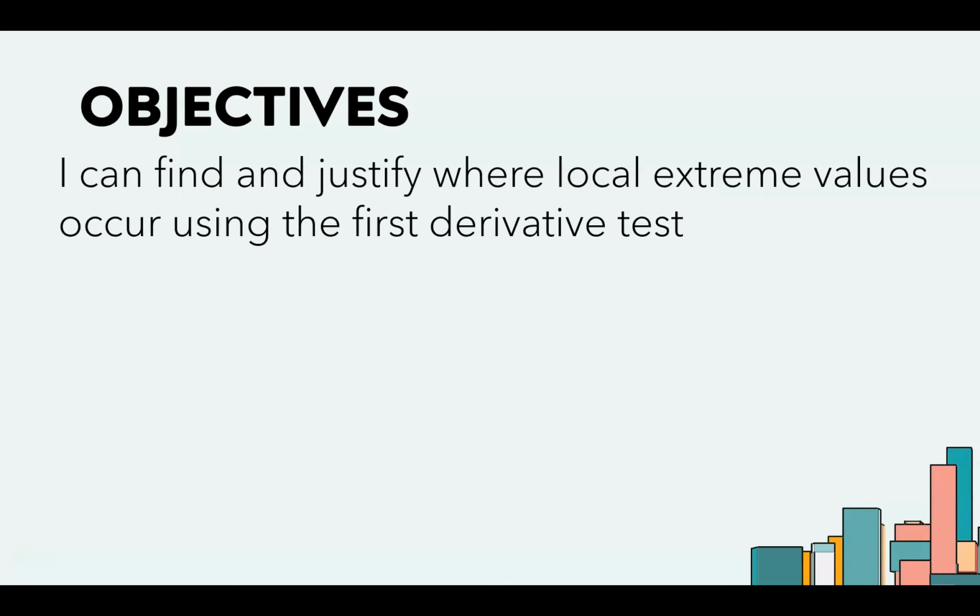Coincidentally, a lot of times those are global maximums and minimums, but in calculus AB, if it's a global maximum or minimum, you're given a continuous function on a closed interval. Anyways, hopefully by the end of this, you'll be able to find and justify where local extreme values occur using the first derivative test.